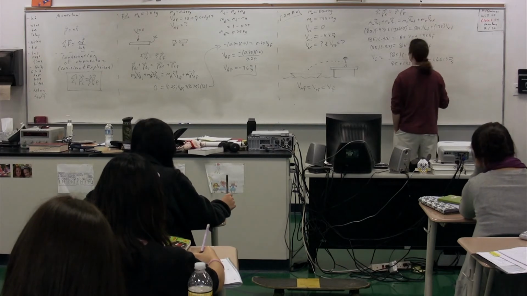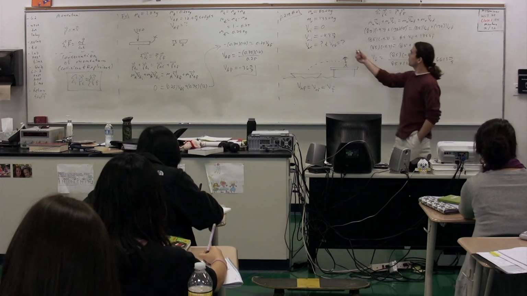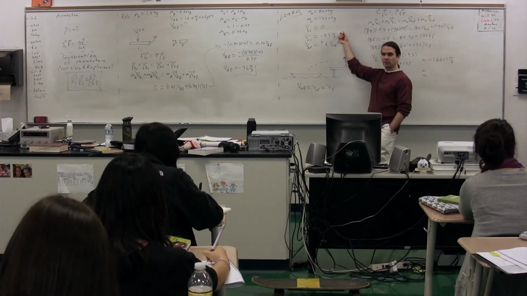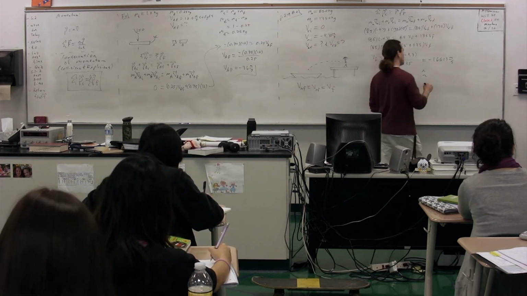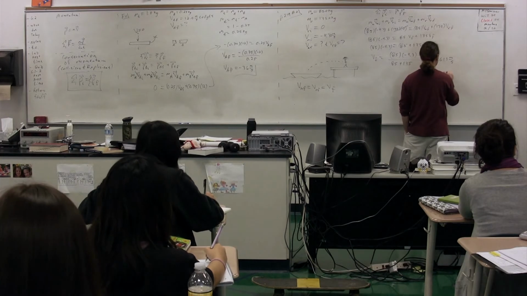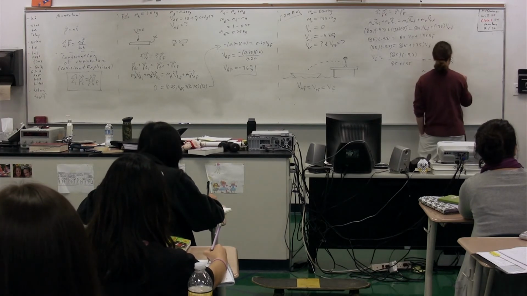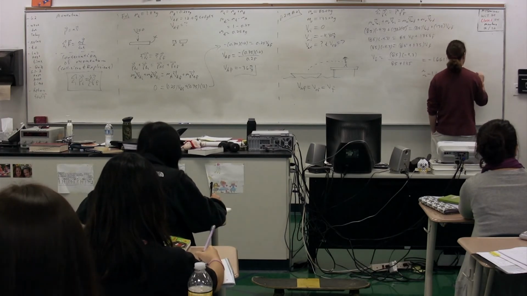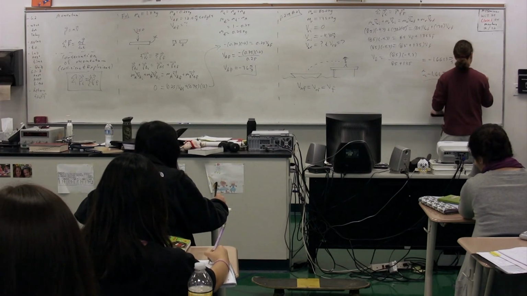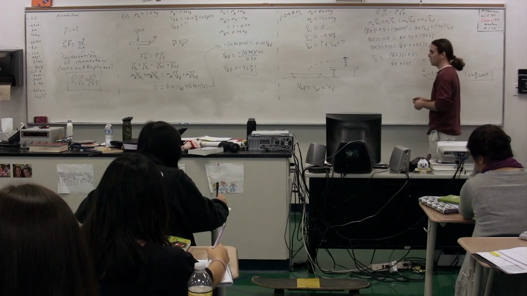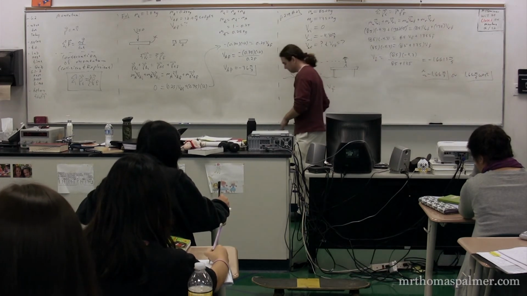With sig figs, was it negative 4.3 or 4.30? Do we have 3 sig figs? Yes. So the answer is negative 1.66 meters per second, or you could say 1.66 meters per second west. Both are acceptable.